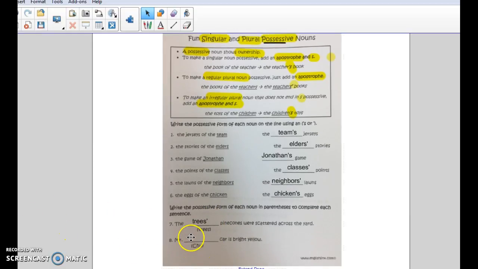Mr. Chew. It's only one Mr. Chew. Apostrophe S. Still one Mr. Chew. All right, that's it.